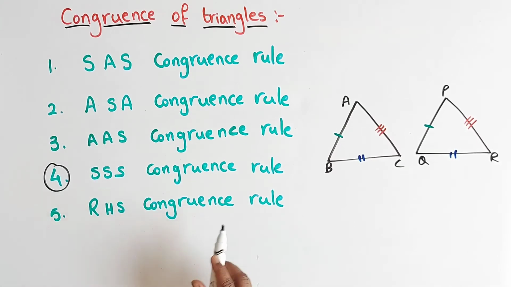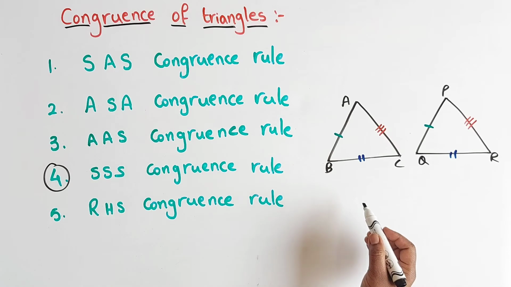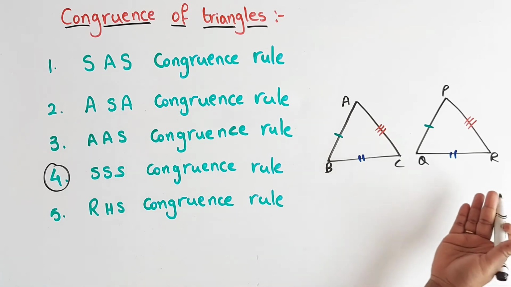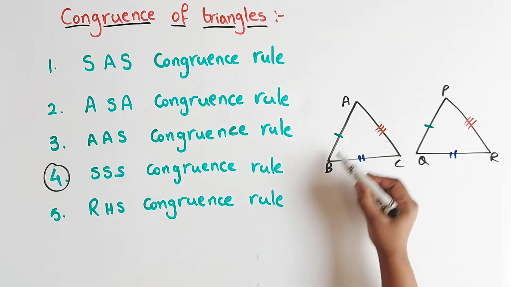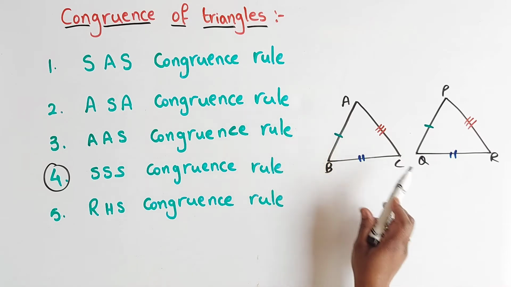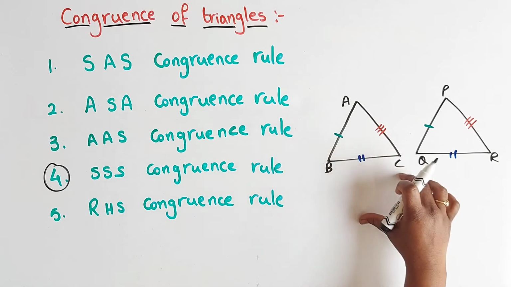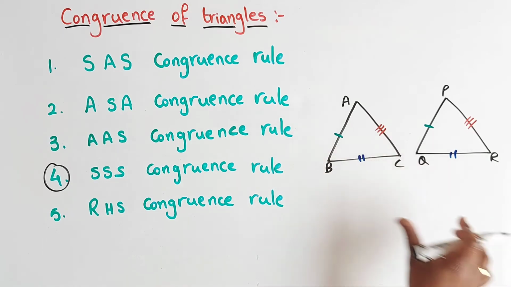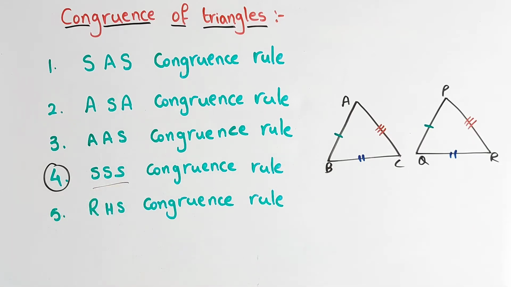Now see the next rule, children. SSS congruence rule. SSS means side, side, side. So you will know automatically by seeing the name itself, right? If three sides of one triangle are equal to the three sides of another triangle, then the two triangles are said to be congruent. See, children, AB is equal to PQ here. AC is equal to PR here. And BC is equal to QR here, right? Three sides are equal to the other triangle three sides. Then these two triangles are said to be congruent as per SSS congruence rule.